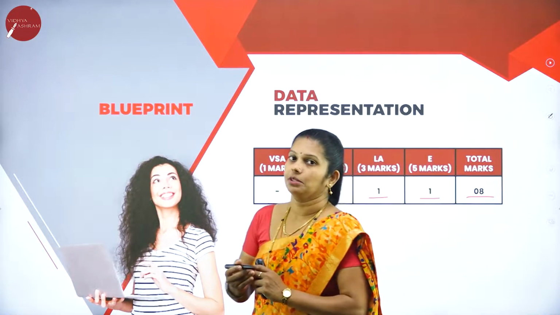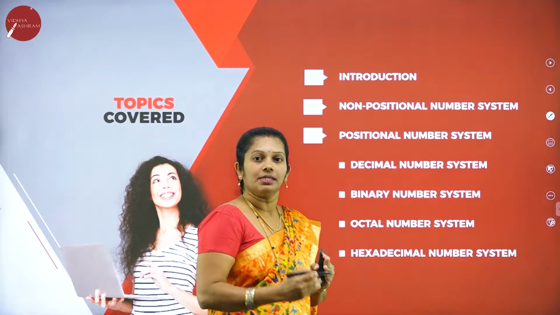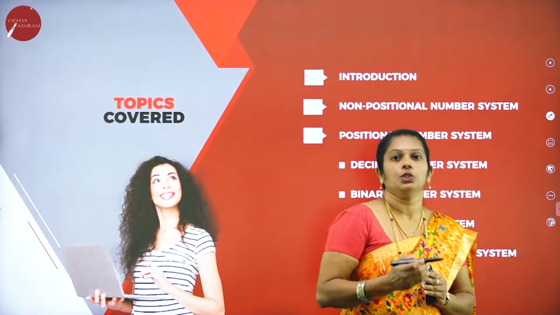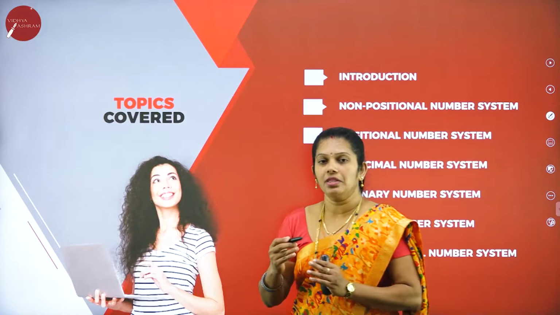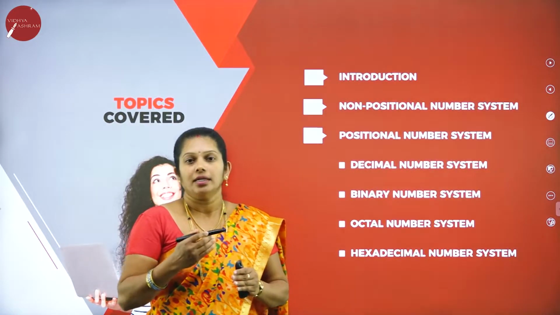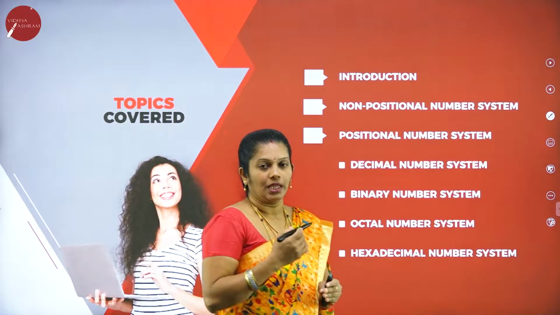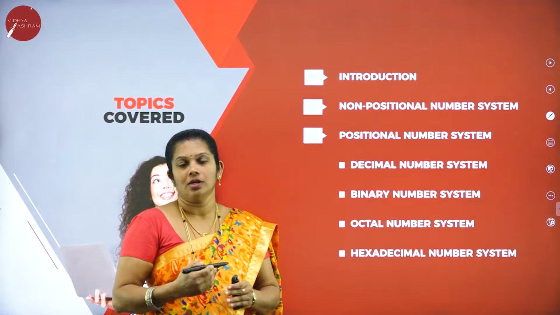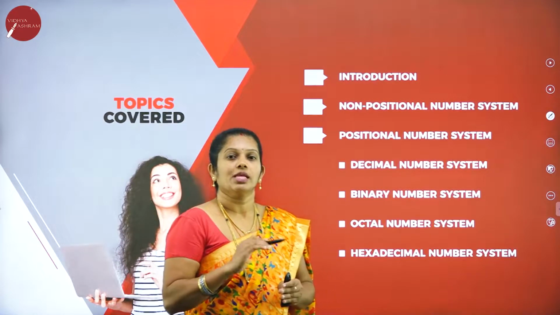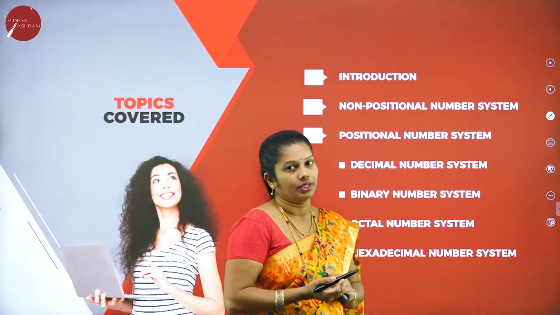In this chapter, you will study different types of number systems, that is, what is a positional number system and what is a non-positional number system, and how to convert from one radix to another, like decimal, octal, hexadecimal as well as binary. Then what computer codes are, how they work, their advantages, as well as 1's complement and 2's complement. Regarding that, you will study in this chapter.